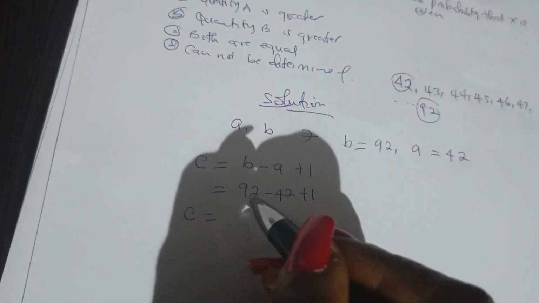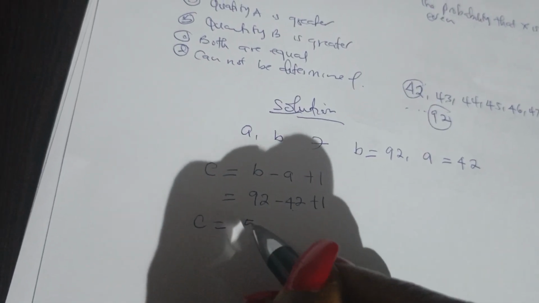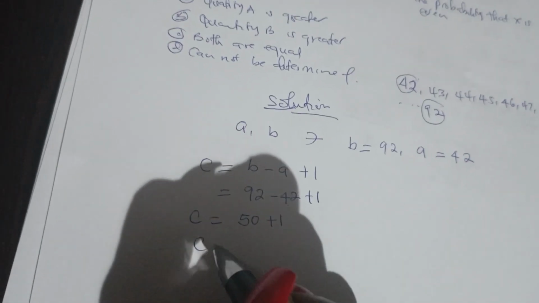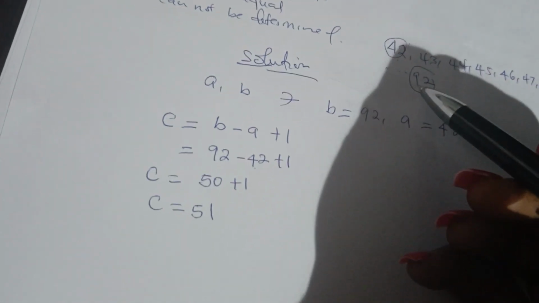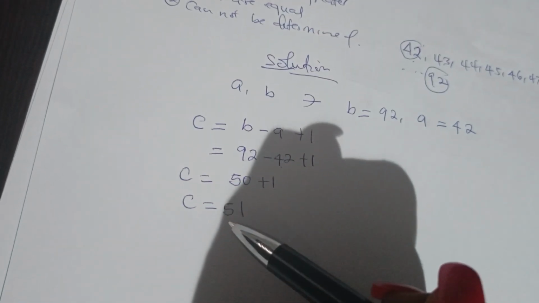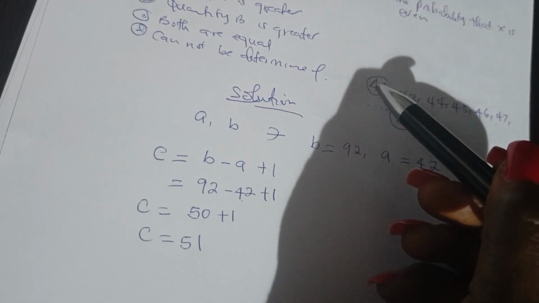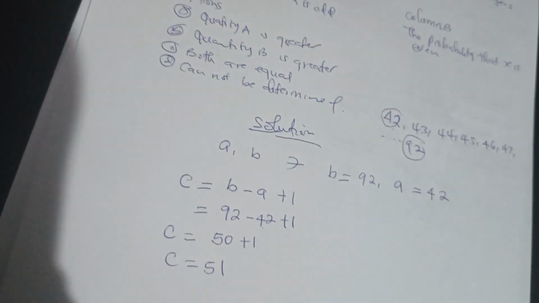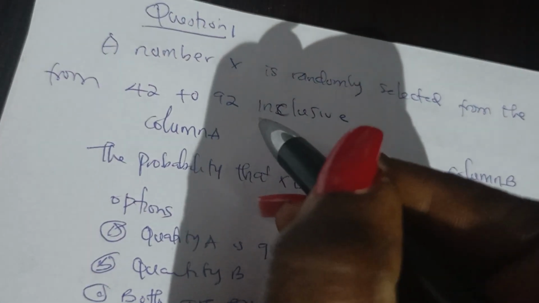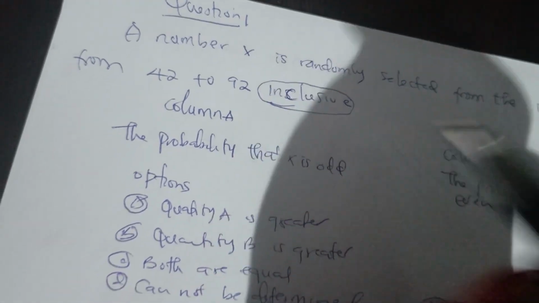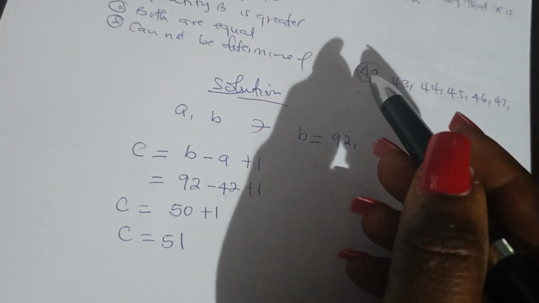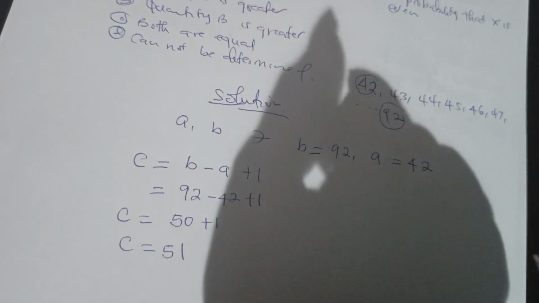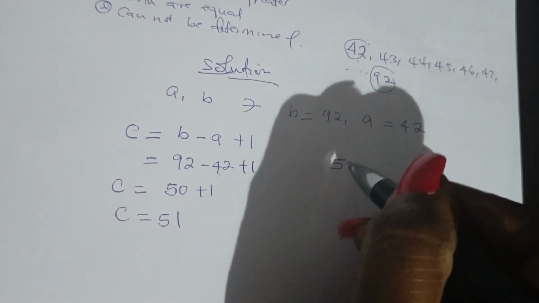So C is going to be 92 minus 42, which gives us 50, plus 1, and C is going to give us 51. So between 42 and 92, remember, if we take just 42 and 92, we are going to have exactly 50, but we are adding an additional one because of the word inclusive, meaning we are taking note of this. Now first we are going to distribute this. If 42 and 92 were not inclusive, we have a total of what?